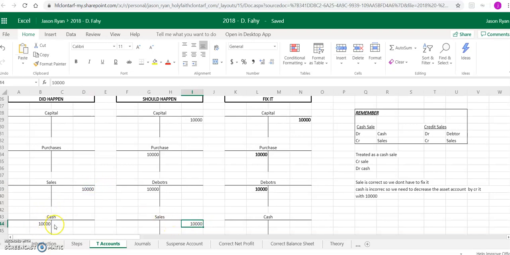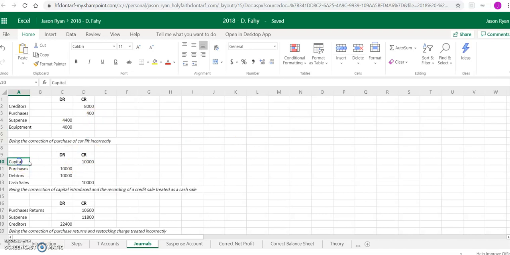And then our cash, it shouldn't be cash, so we need to get rid of that. To decrease it, we're going to put it on the credit side. So cash is going to be credit 10,000. So your journal then will look: capital, credit 10,000, purchases 10,000 debit side, your debtors debit 10,000 and credit your cash sales to get rid of it or to decrease it on the credit side. So we've got 20,000 debit side, 20,000 credit side, so notes below. So being the correction of capital introduced and the recording of a credit sale treated as a cash sale.